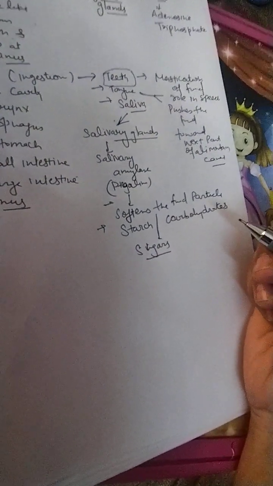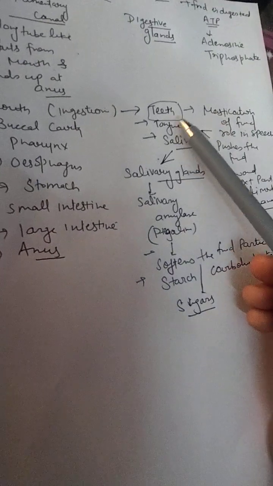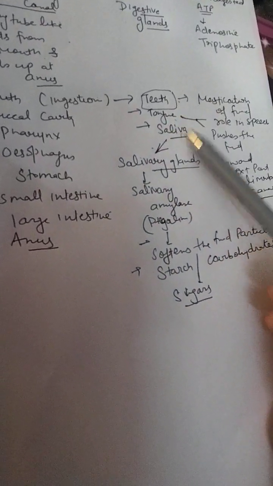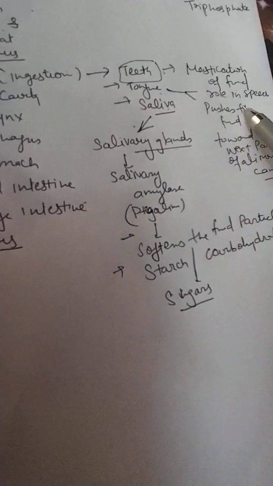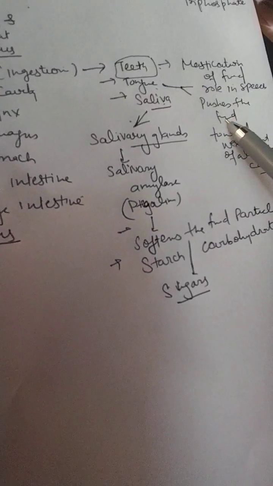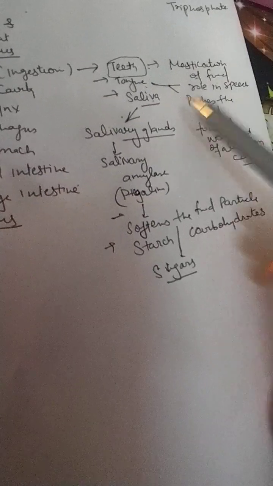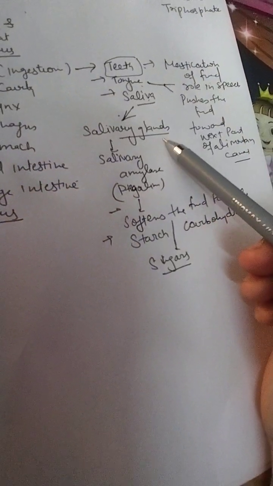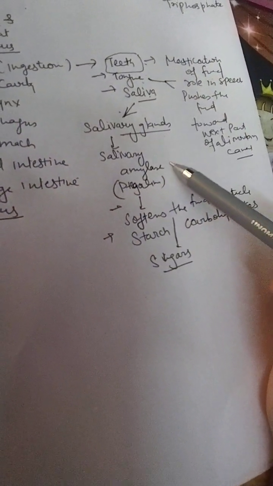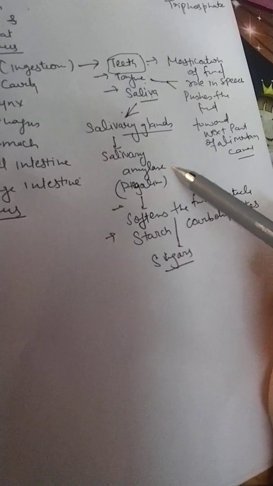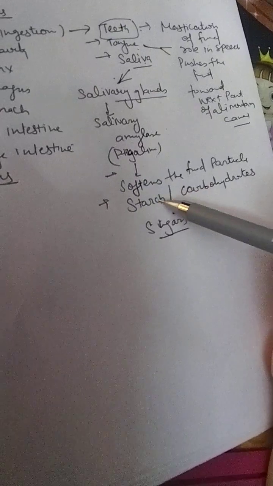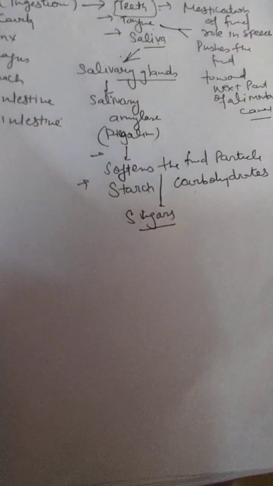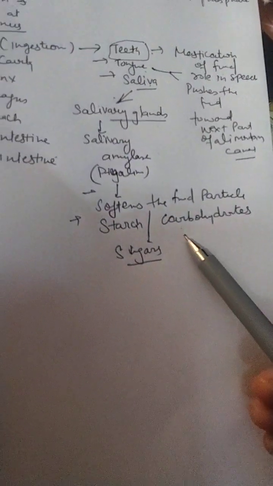So the first part of the alimentary canal is the mouth, and it includes the teeth, tongue and saliva. Teeth help in the mastication of the food. Tongue plays a role in speech and pushes the food towards the next part of the alimentary canal. Third one is the saliva, which is released by the salivary glands. It contains an enzyme known as salivary amylase, also known as ptyalin. It softens the food particles and acts on the starch or carbohydrates and converts them into sugar molecules.